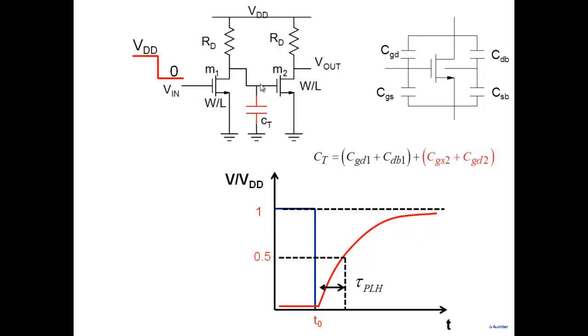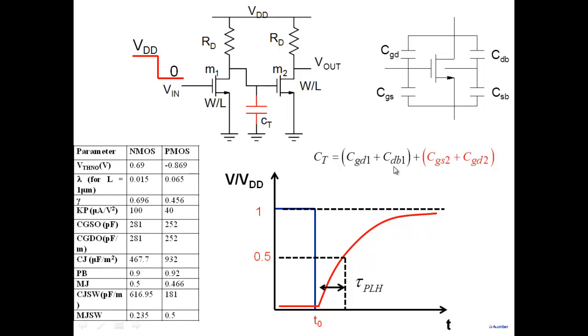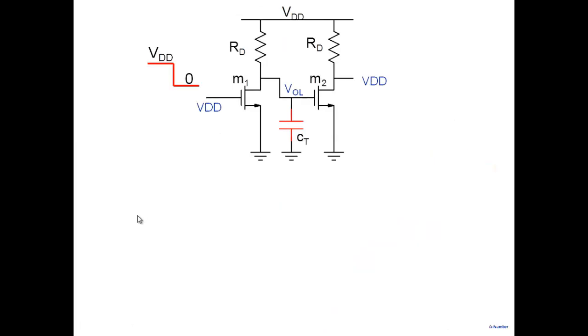Now to calculate the delay, I have to calculate all these capacitors that are there. I have to find out these values: gate to drain, drain to body, gate to source, gate to drain. Each one of these capacitors will charge, and each one of these values has to be found out. Right? And how do we find it out? Well, we've given you the parameters here, CGSO and all that. All these technology parameters are there. Let's look at it. How do we find it here?